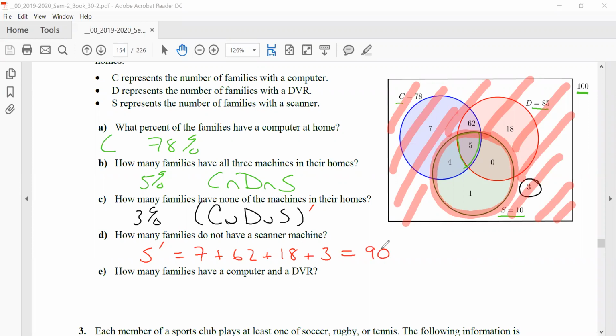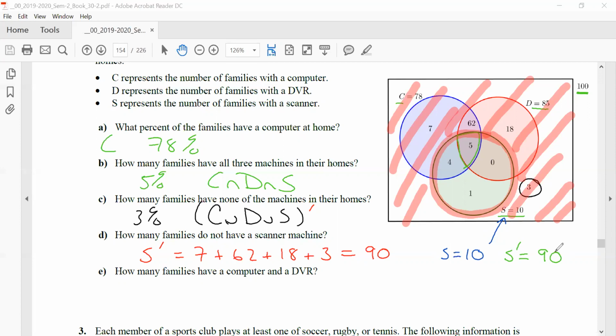because the other way to do this question is to say, hey, look right here. There's 10 people that have scanners. Well, if S is equal to 10, then what I know is the complement of S, S prime, has to add up to the universe, which is 100 minus 10, 90. So there's more than one way to do these questions.